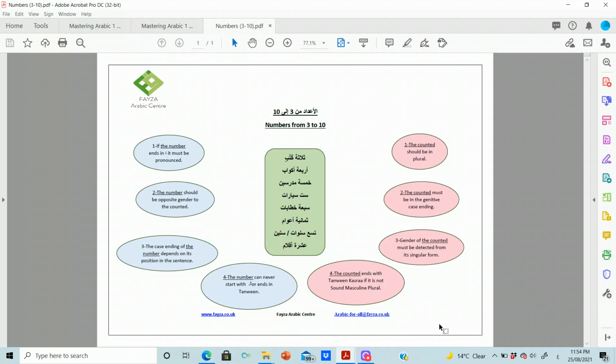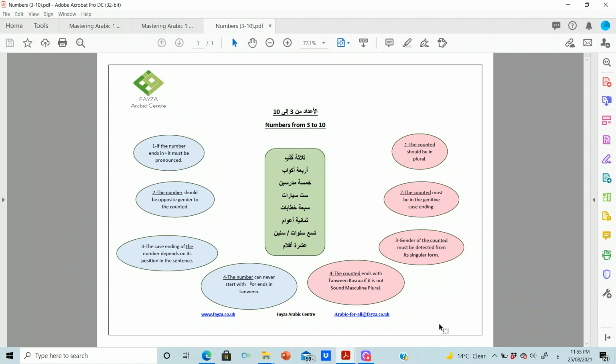So كتب, the singular is كتاب, masculine, this is why ثلاثة is feminine. أكواب, singular is كوب, masculine, and this is why أربعة is feminine. مدرسين, singular is مدرس, masculine, and this is why the number is feminine. سيارات, singular is سيارة, feminine, and this is why the number is masculine.